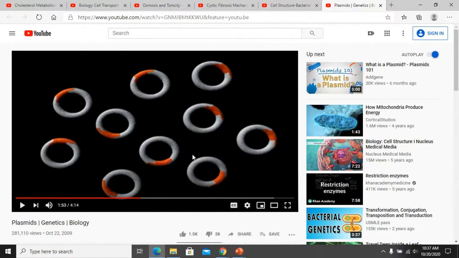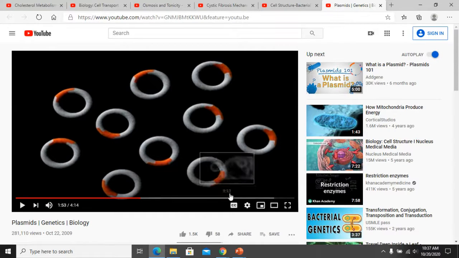So what researchers do is they extract these plasmids from bacteria. They cut the plasmid at a certain point using what's known as restriction enzymes and CRISPR technology. CRISPR technology was discovered by a scientist known as Jennifer Doudna, and she just earned a Nobel Prize for discovering these CRISPR technologies and using them in bacteria.